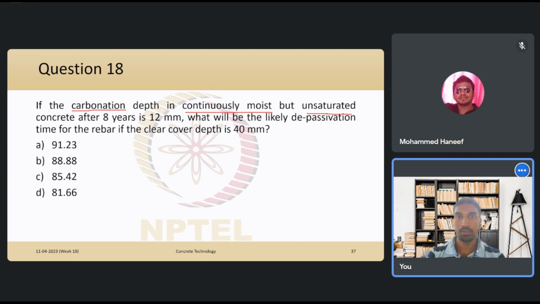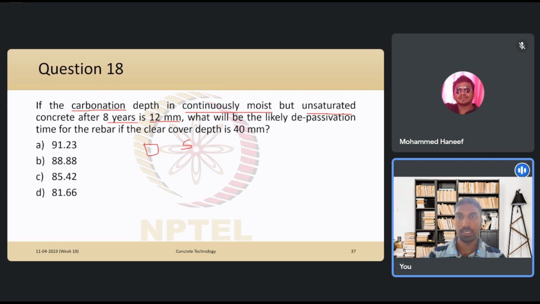Again, same as earlier, if it is completely dry or if it is fully saturated, you will not see carbonation happening. It should be somewhere in between. So which is the case here? We have some moisture which is continuously present, but it is also unsaturated, which means the pores are not fully occupied by water. So there is some carbon dioxide that can penetrate into your system, and there is also moisture present, so carbonation will occur. We are also given that after 8 years, the carbonation has occurred up to a depth of 12 mm in the concrete.